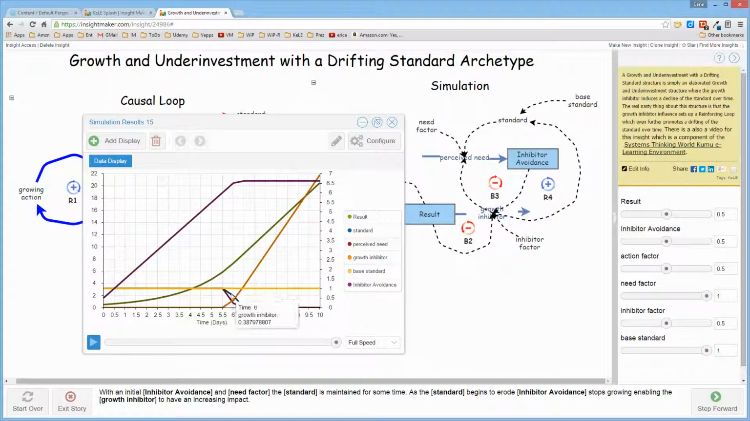But right here at this point, it transitions so that the standard does finally begin to slip. Notice that that's when this transitions from being an exponential growth to a linear growth, because the growth inhibitor is coming into play and having an impact on it. So while this result over the same time period is significantly greater than it was without the inhibitor avoidance, it's not nearly what it was with just the reinforcing loop itself.